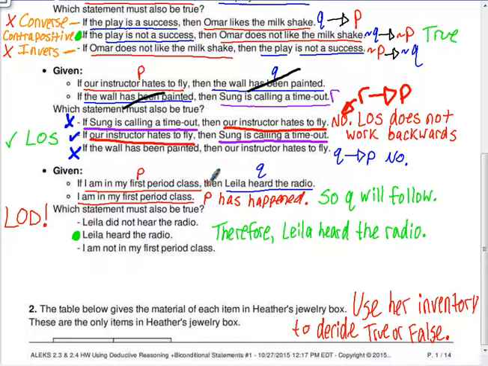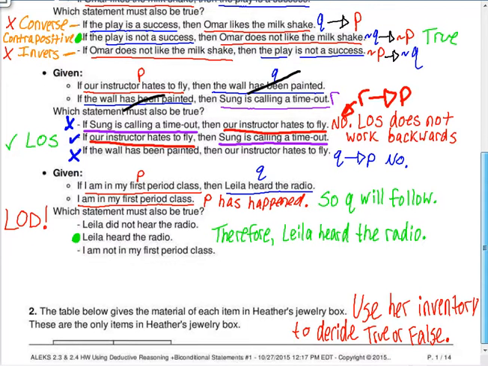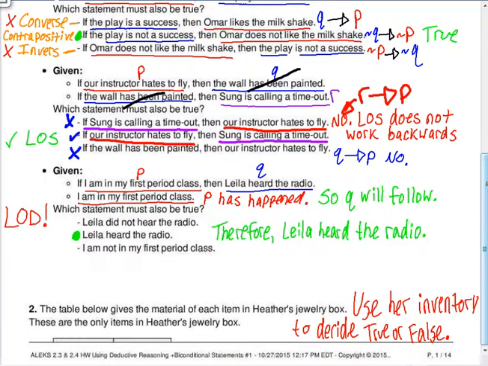Alright, so the last one I'll do with this is given information. It says, if I am in my first period class, then Layla heard the radio. Well, first period class is the hypothesis. Layla hearing the radio is the conclusion. And then it goes on to say, I am in my first period class. In other words, that's P. P has happened, meaning the hypothesis is true. Well, the law of detachment tells us if the hypothesis happens, we now know that the conclusion will follow.